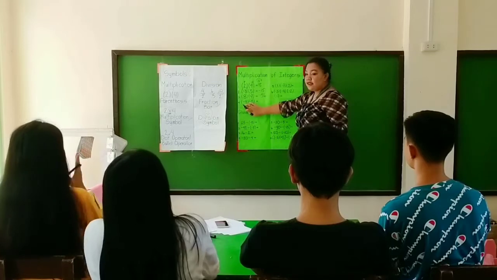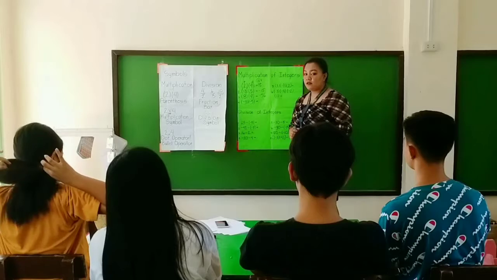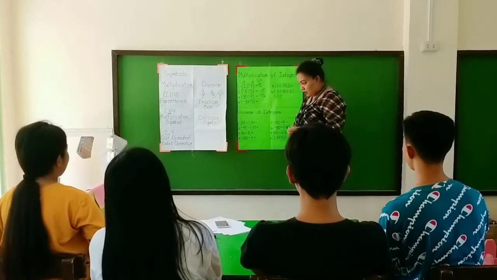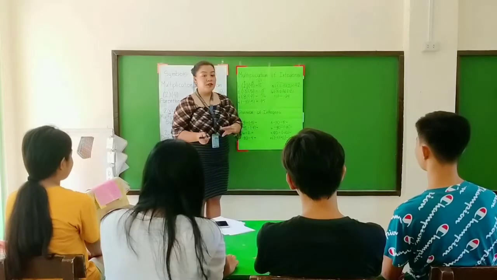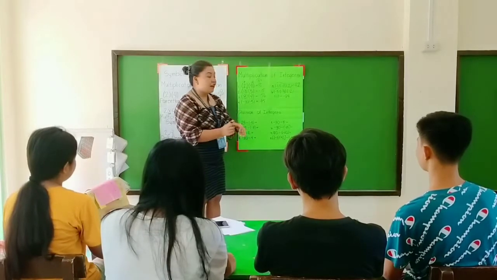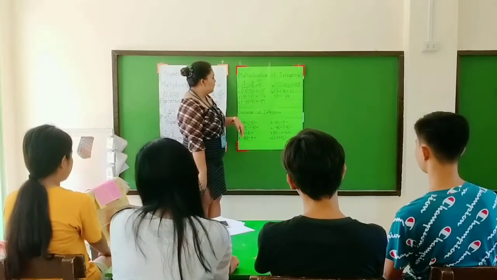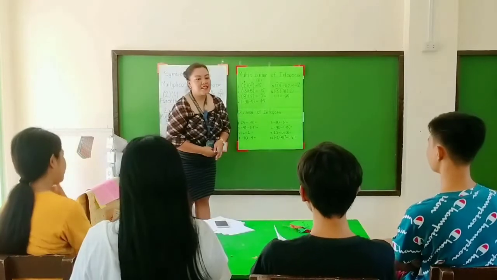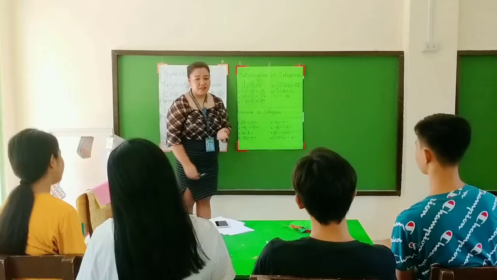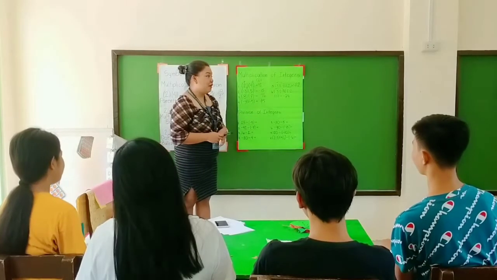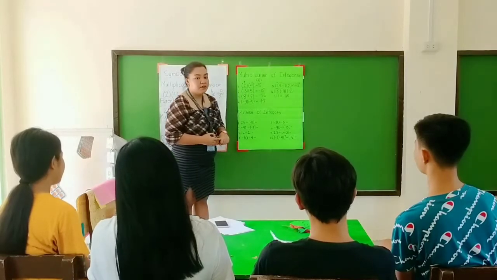Okay. Next equation is negative 9 times negative 5 is equal to positive 45. Okay, very good. All of you are correct. Jenny and Boy are correct. So we proceed in division of integers. So class, do you understand the multiplication of integers? Yes, ma'am. Okay, very good. So, we will proceed in division of integers.